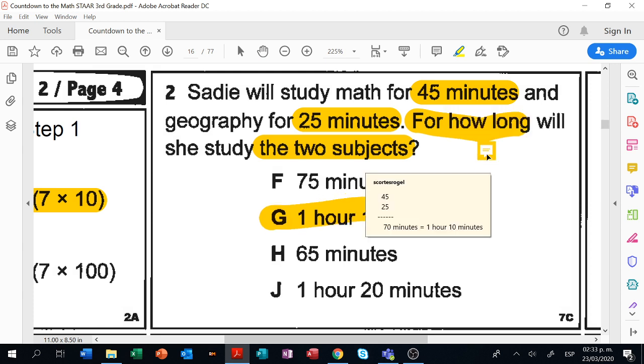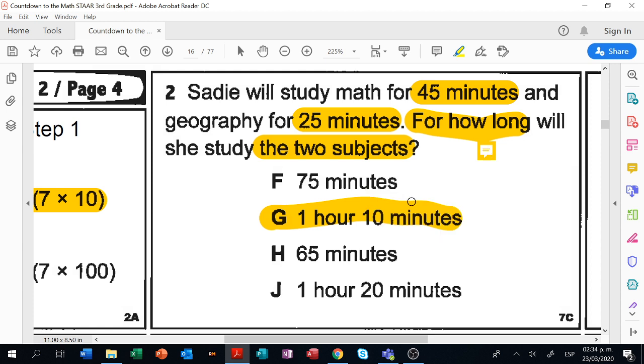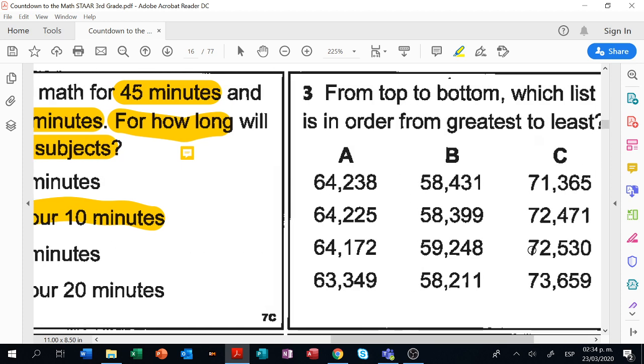Okay, so I can see my note here. How did I find it? I just added 45 plus 25. That will give me a 70 right there. And because I don't have the answer at 70 minutes, I just change it into hours and minutes. That will be 1 hour and 10 minutes. Okay, let's move on to number 3, right here.